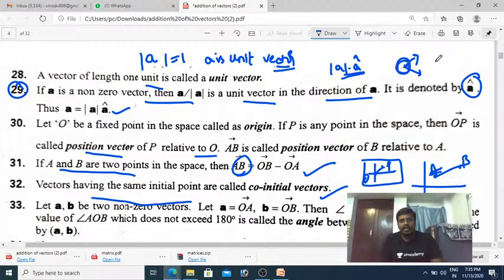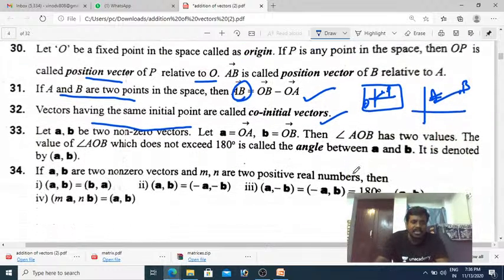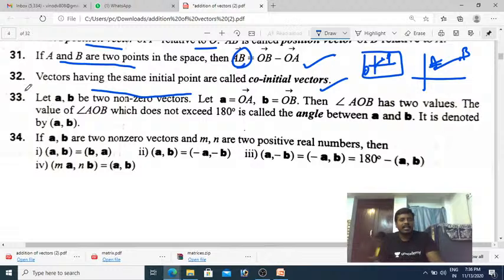2 vectors are moving from one point. That is the initial point. Those 2 vectors are nothing but co-initial vectors. Let A, B be 2 non-zero vectors. Let A equals OA bar, B equals OB bar. Then angle AOB has 2 values. The value of angle AOB which does not exceed 180 degrees is the angle between A and B. It is denoted by AB.